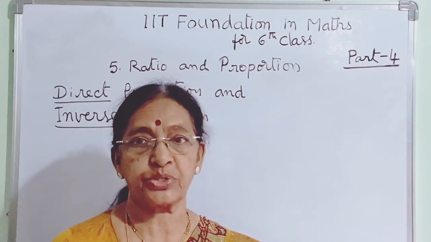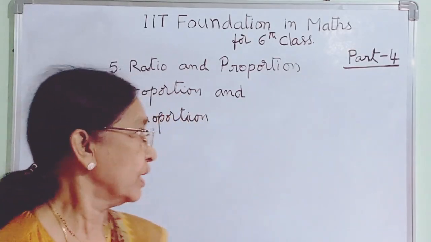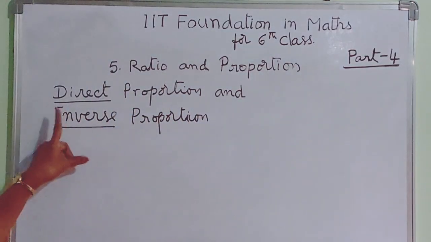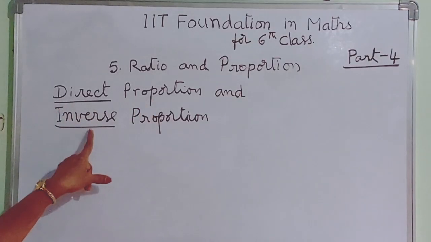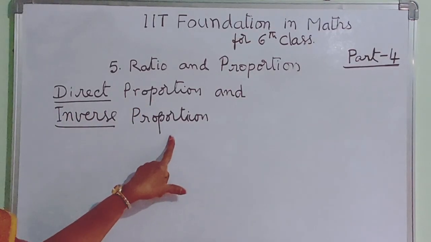Chapter 5, Ratio and Proportion. Proportion is of two types, direct proportion and inverse proportion.